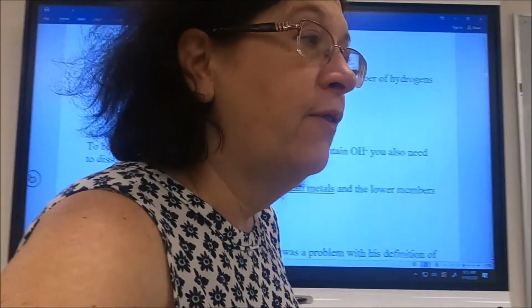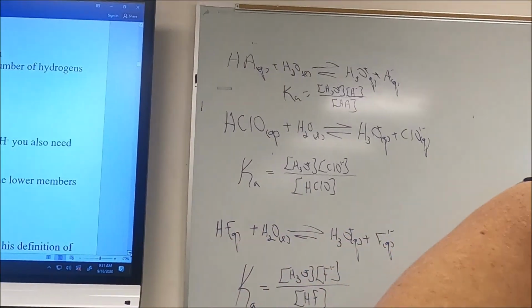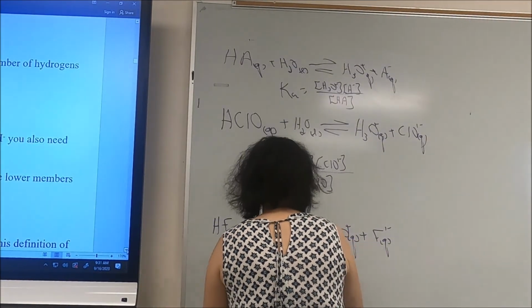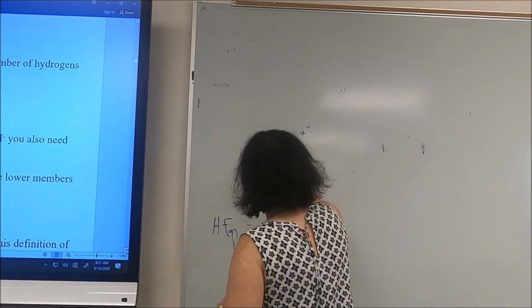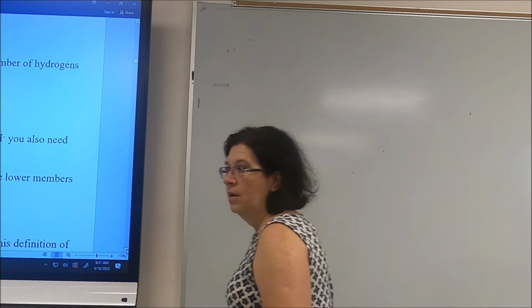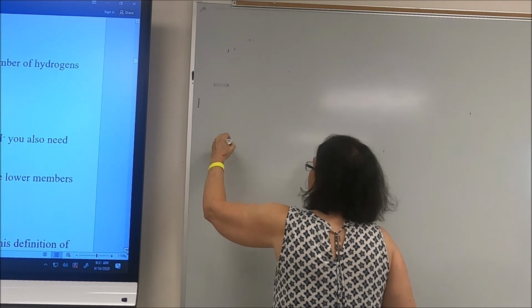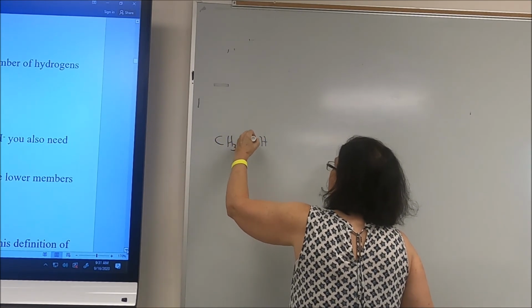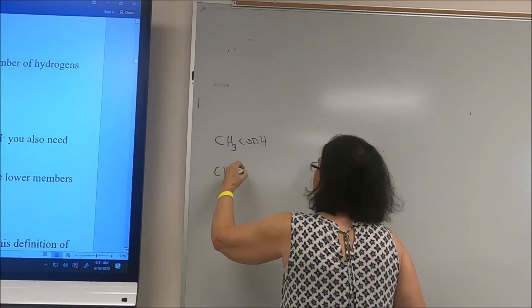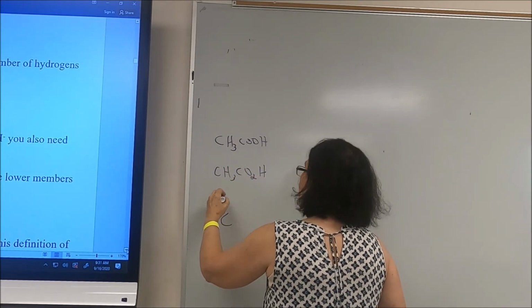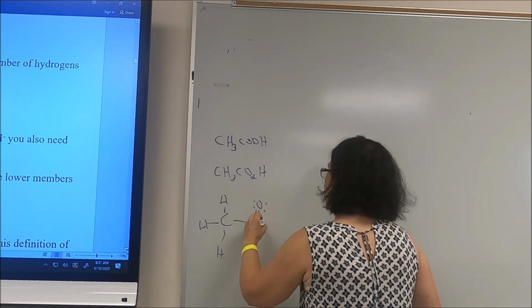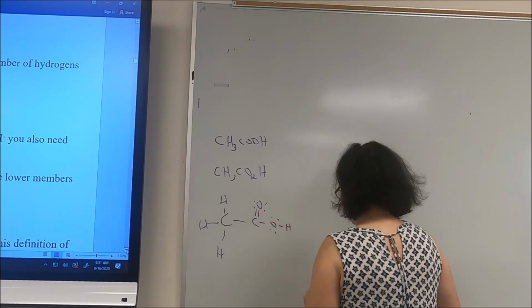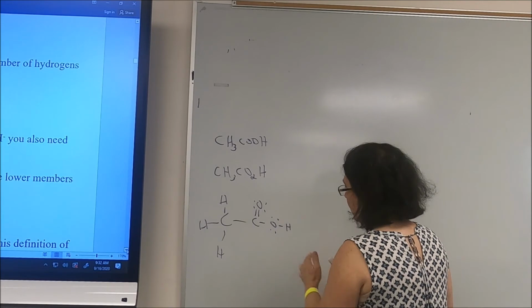Okay, so let me show you a few of these just so that you have some references. Okay, so if we had acetic acid, CH3COOH. Okay, you could also see it written CH3CO2H. Structurally, doing its Lewis dot structure, it looks like this. The acidic hydrogen is this guy.